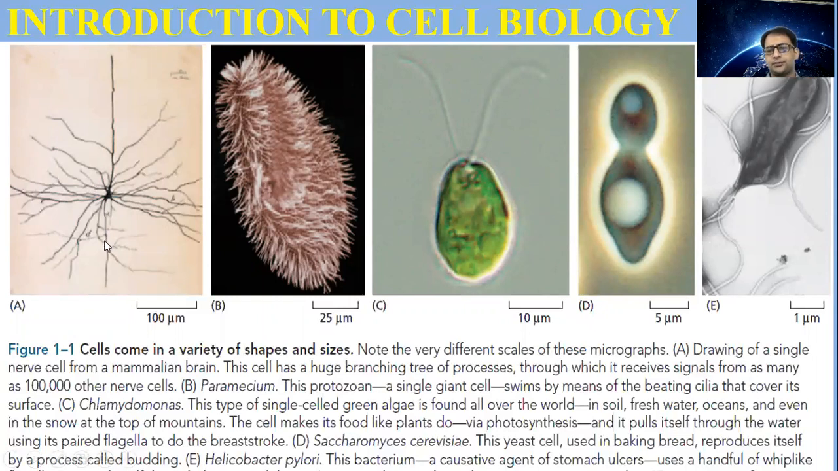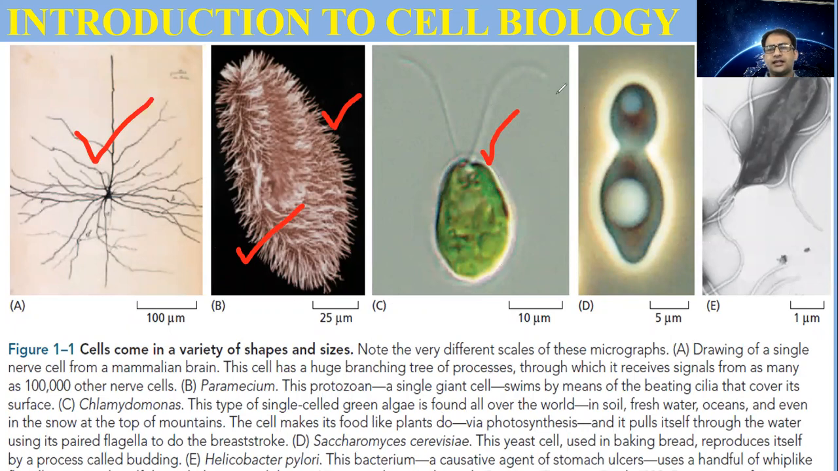Diagram A is in front of you. It's a single nerve cell from the mammalian brain, showing huge branching on all sides. B is a picture of a paramecium, the protozoan, a single giant cell. It swims or carries out its movement with the help of cilia. C is a chlamydomonas, which moves with the help of flagella, another significant form of algae showing locomotion as well.